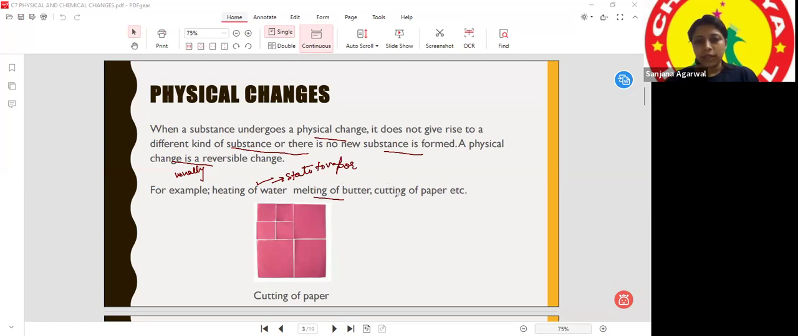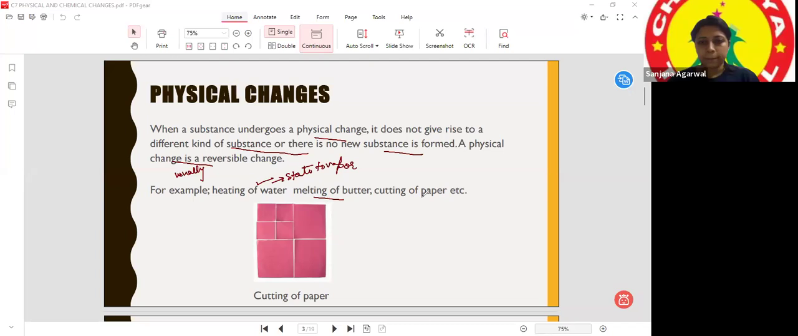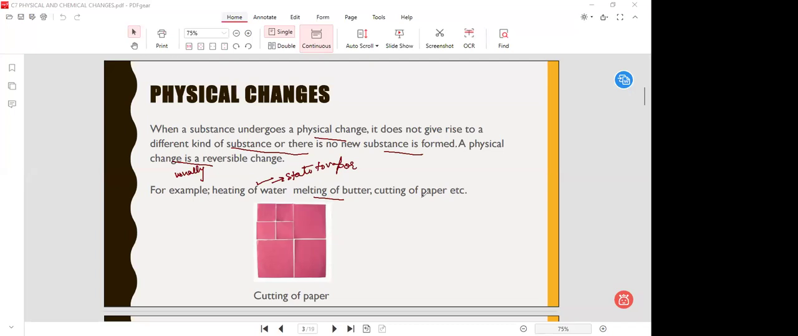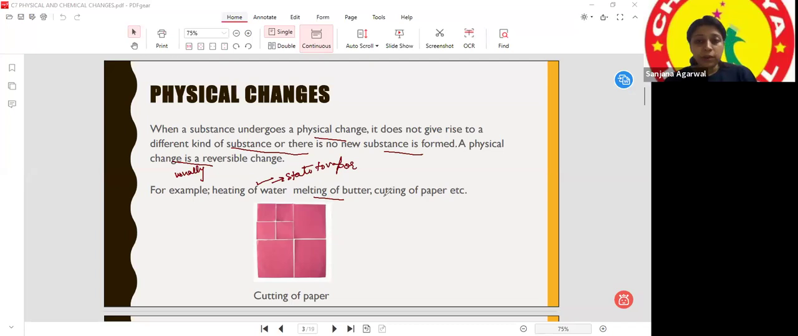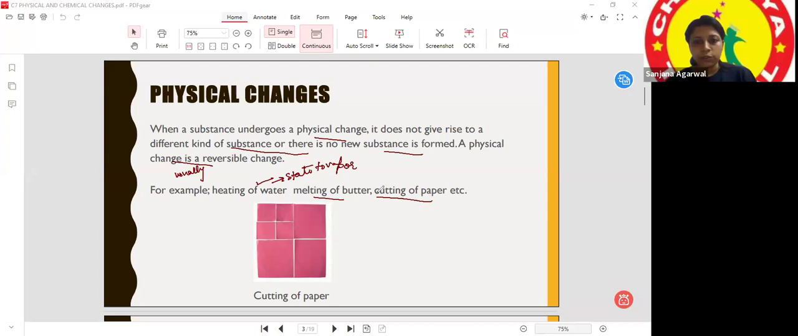Cutting of paper, how is it physical and how can it be reversed? Anyone? Ma'am, can you repeat the question? Cutting of paper, if we tear the paper into different pieces, can it be reversed? No, ma'am. We cannot get the paper in the same format. So you can see the exception here. Although there is no new substance formed, so it will be considered physical, but it cannot be reversed.